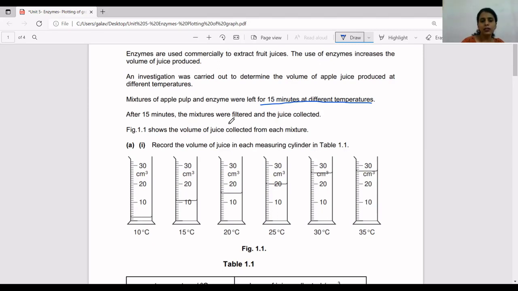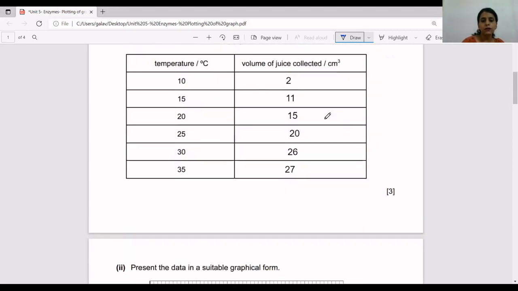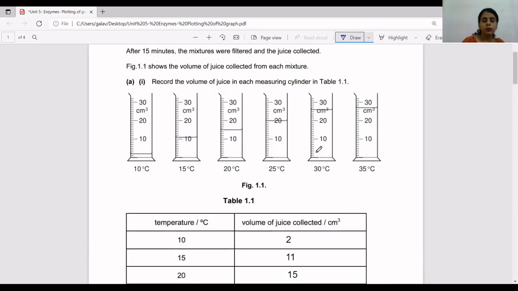Now after 15 minutes, the mixtures were filtered and the juice was collected. Figure 1.1 shows the volume of juice collected from each mixture. Now the A1 question is given: record the volume of juice in each measuring cylinder in table 1.1. The question is for 3 marks, that means each carries half mark. So you have to read the volume of juice from these measuring cylinders and record your answer in the table given in 1.1.